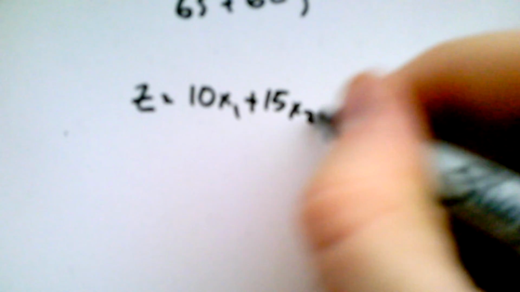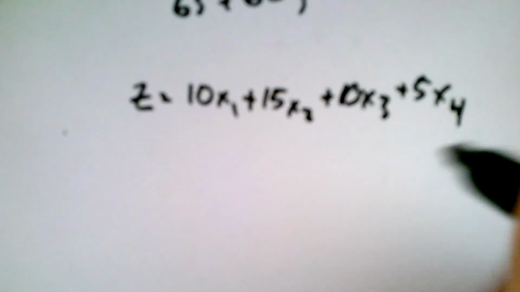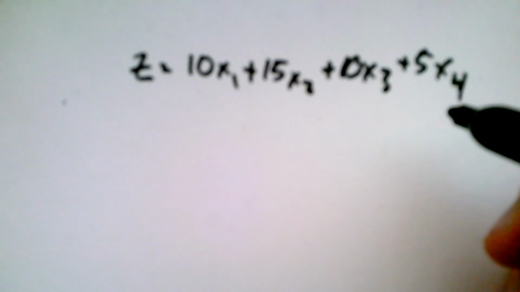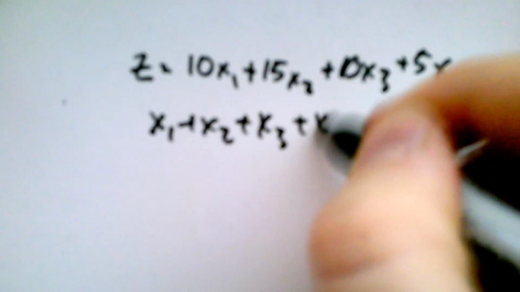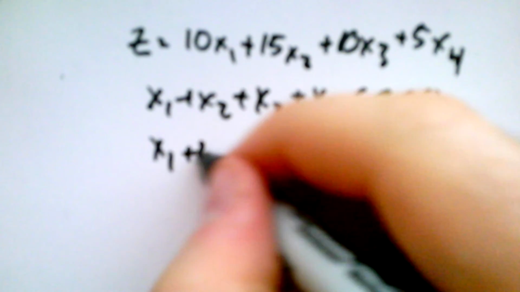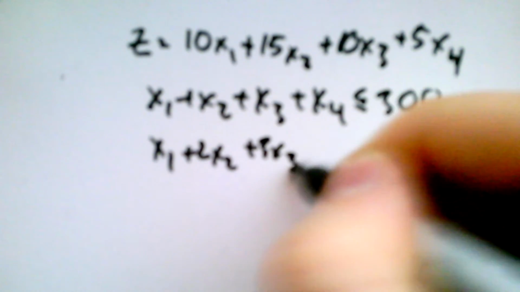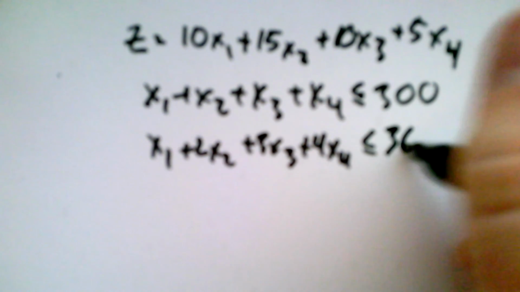So, our next question. Find the maximum of z equals 10x1 plus 15x2 plus 10x3 plus 5x4, subject to the constraints all of our variables must be greater than 1, x1 plus x2 plus x3 plus x4 is less than or equal to 300, and x1 plus 2x2 plus 3x3 plus 4x4 is less than or equal to 360.